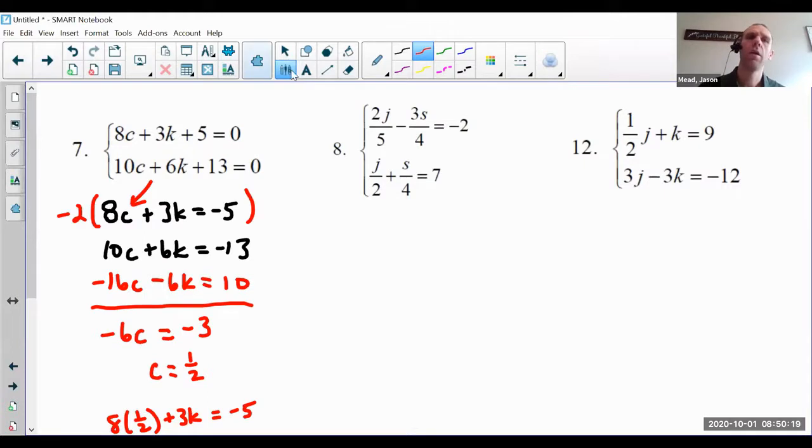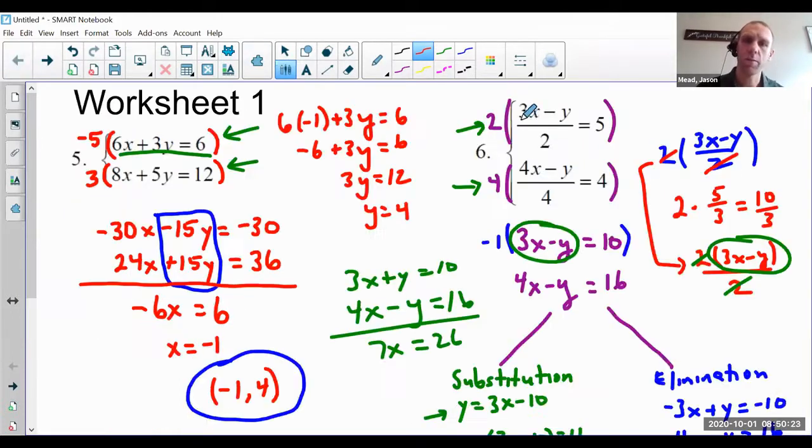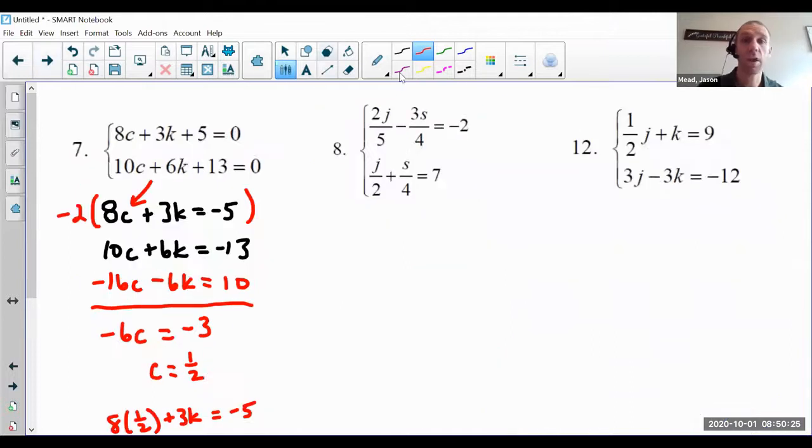Okay. Number 8 is a slightly harder version of number 6 because we have a bunch of fractions and most of us don't like to add or subtract fractions. So in order to get rid of the fractions, what I would do is I would multiply both of these equations by whatever the common denominator of this equation is.